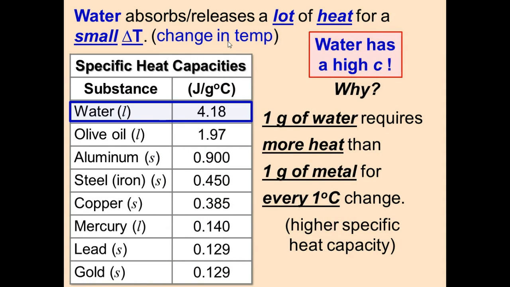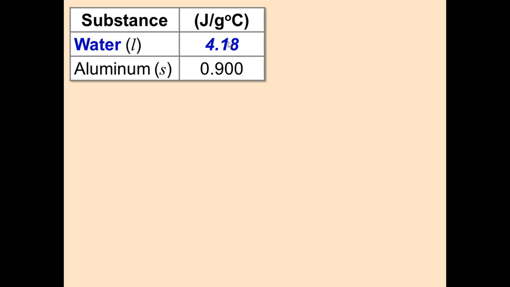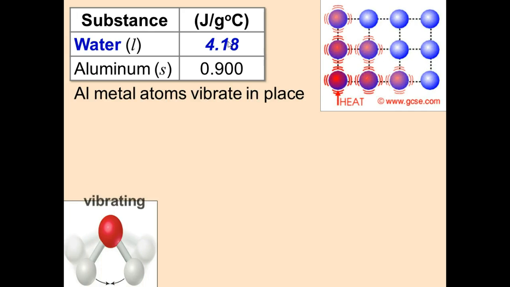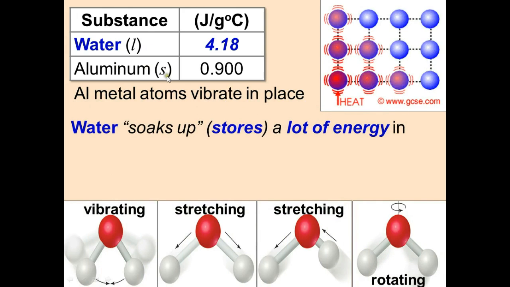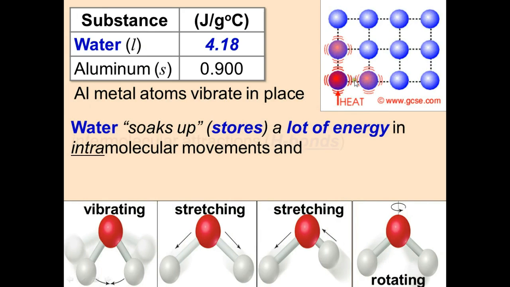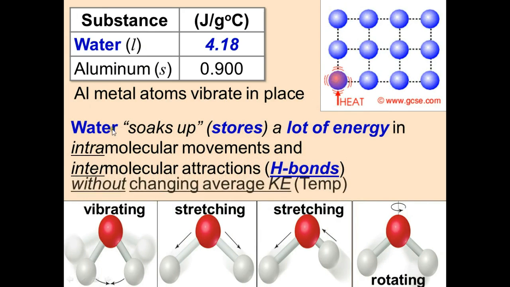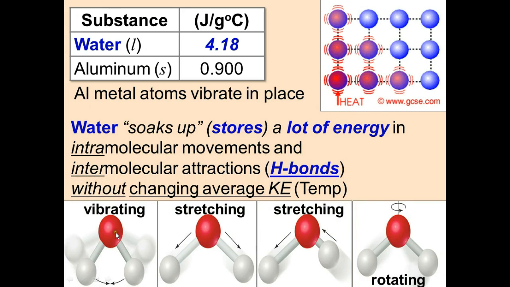So again, water has a high specific heat, and now we're going to talk about why. We're going to link this back to what we talked about in the last video, IMFs. So this is all about IMFs. Aluminum, compared to water, has a lower specific heat because aluminum's atoms just vibrate in place. But water has 3 atoms inside one molecule, so water can soak up or store a lot of energy in intramolecular movements and intermolecular attractions, or H bonds, without changing the temperature.